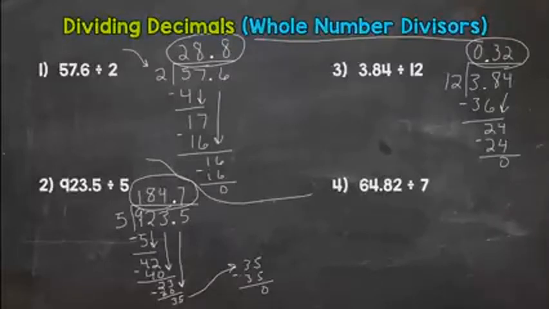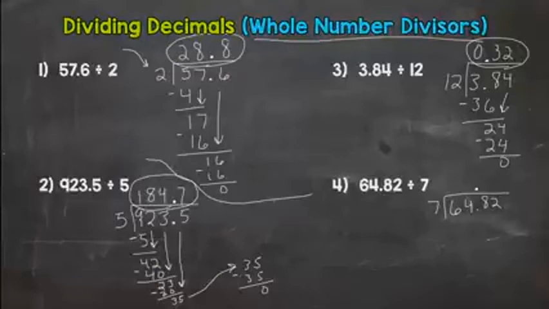All right, and let's go to number 4 here. 64 and 82 hundredths divided by 7. Is the divisor whole? Yes. So what do you do with the decimal? Hopefully you're thinking, bring it straight up. And then we start our problem. I cannot do a group of 7 out of 6. Can't do 6 divided by 7 and get a whole number, so I need to go to 64.